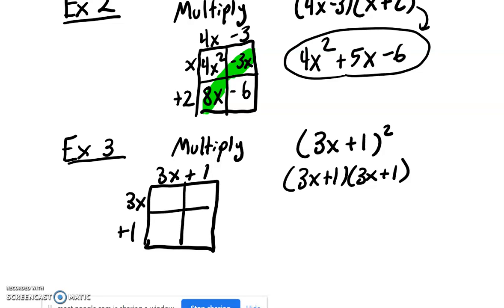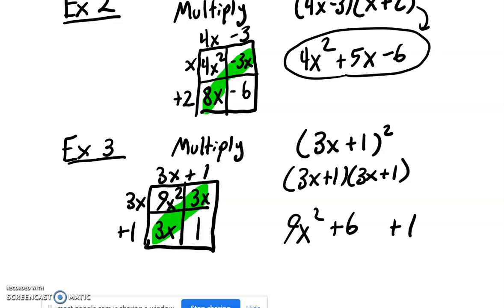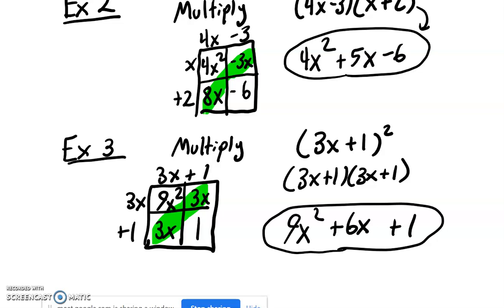I have 3x plus 1, 3x plus 1. So 3x times 3x is 9x squared. 3x times 1 is 3x. 3x times 1 is 3x. And 1 times 1 is 1. So a lot of people had this on the Kahoot yesterday, 9x squared plus 1. And that's part of it. But we also have 3x plus 3x from the like terms in the diagonal, which gives us 6x. So that is the full answer for that problem.